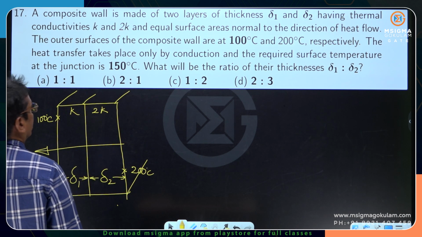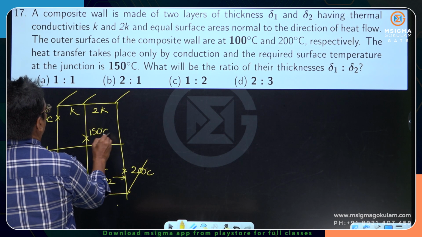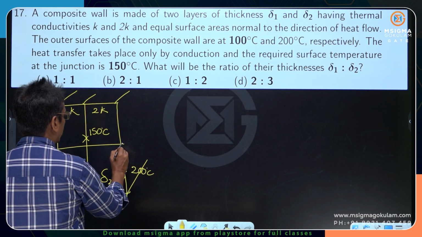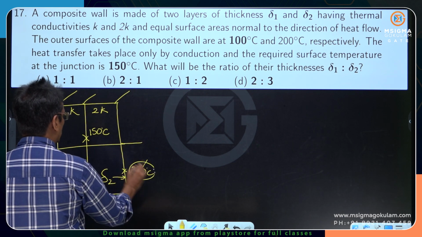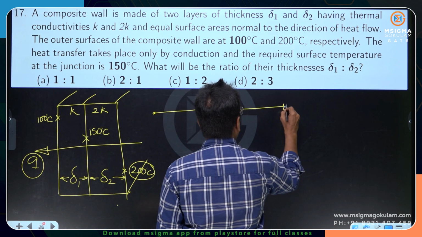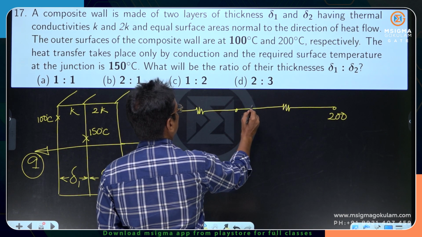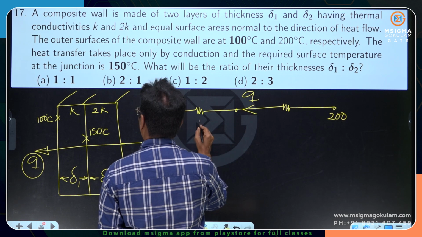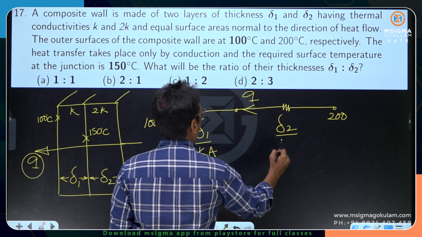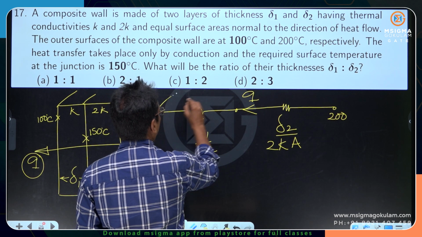At the junction it is 150. Heat flows from right to left, because heat always flows from high temperature to low temperature. So this one is 200, this one is 100. Just draw the thermal circuit and you get the answer. This is delta 1 by KA, this is delta 2 by 2K into A. The current is flowing from right to left, so the current is the same.